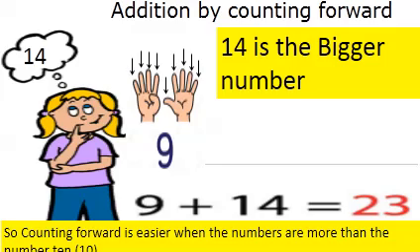So children, did you understand? For counting forward, it is easier when the numbers are not more than 10, because we just have 10 fingers, and if the numbers are big, then we will not be able to count it on our fingers. So counting forward is a better way of adding or finding the sum of two numbers when they are not bigger than 10.